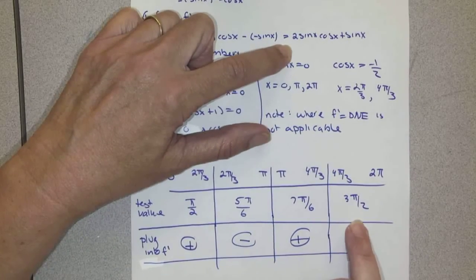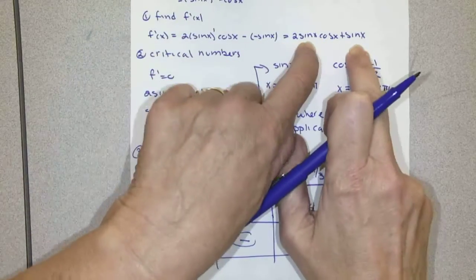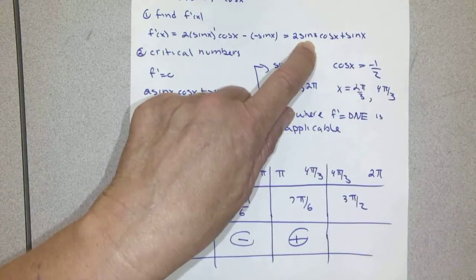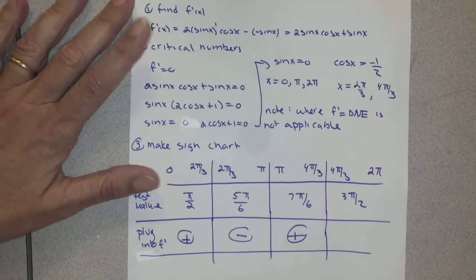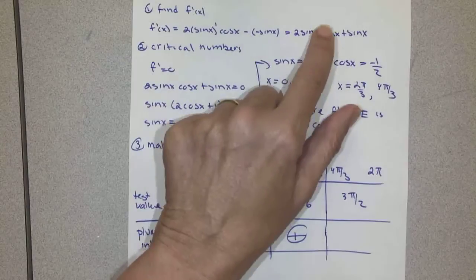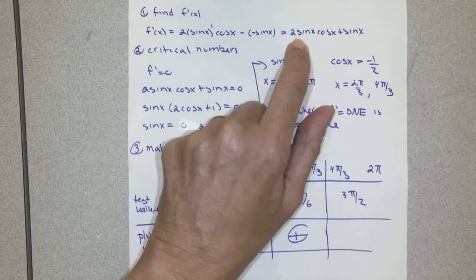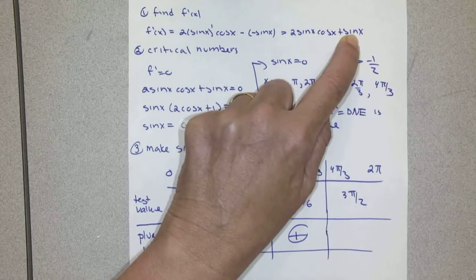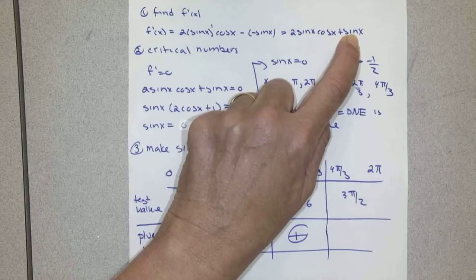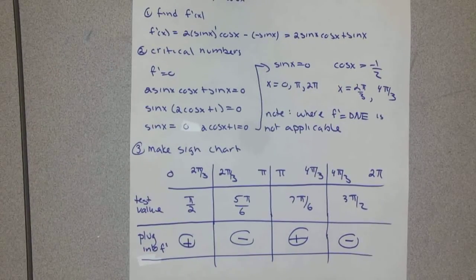3 pi over 2. Cosine of 3 pi over 2 is 0. So this first part's going to be 0. If I put 3 pi over 2 over here, sine of 3 pi over 2 is negative. And so that whole thing is going to be negative.